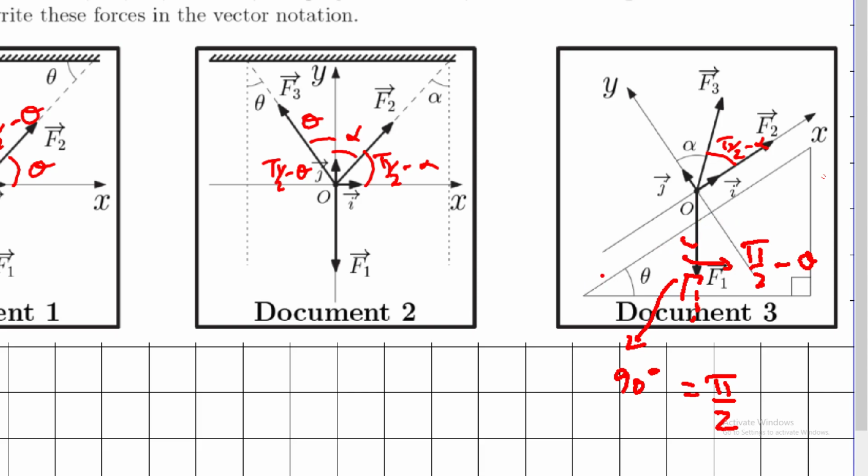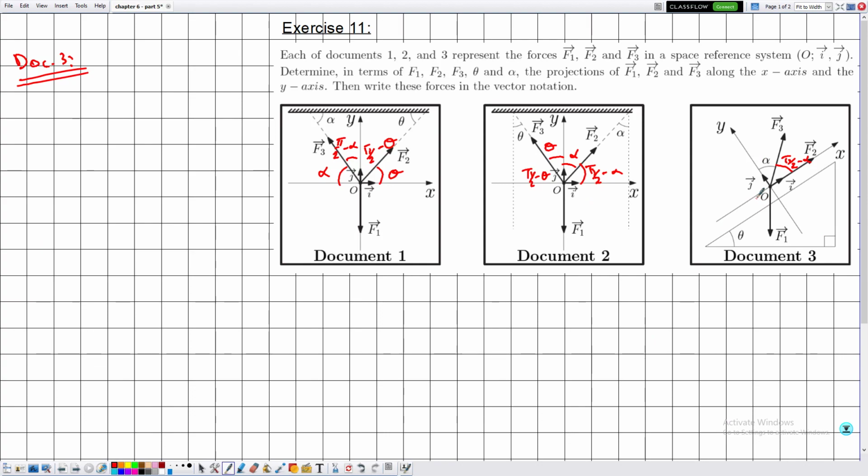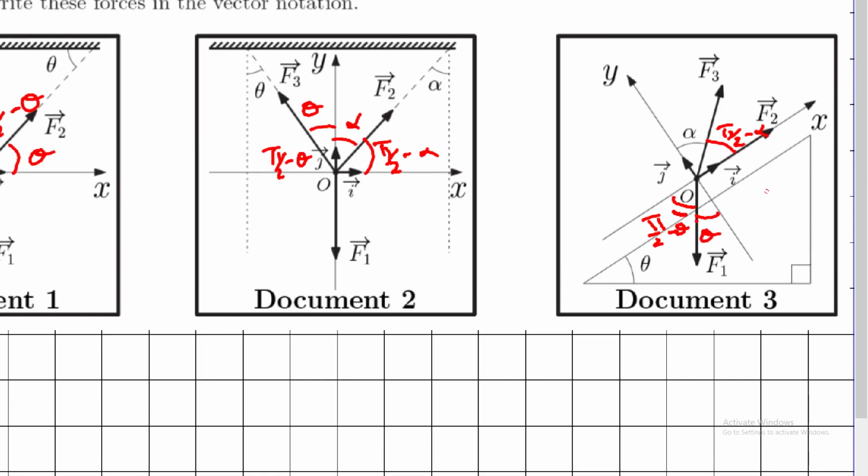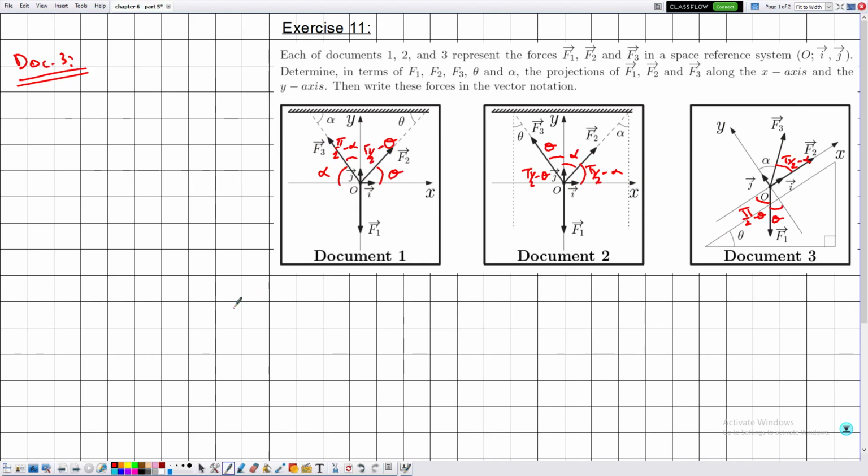Notice now that this line is parallel to this line, so if this angle is pi by 2 minus theta, then this angle also is pi by 2 minus theta, and the reason is given by corresponding angles for two parallel lines. So simply this angle here is pi by 2 minus theta, and this angle here is theta, because this angle and this angle must add up to 90 degrees. Now we are ready to project the forces.